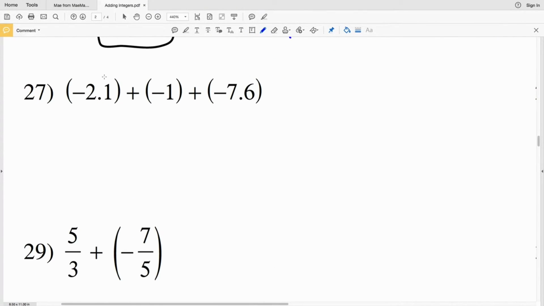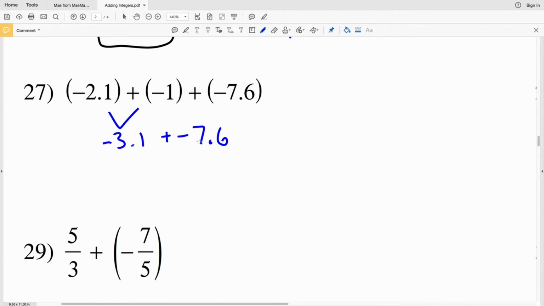For 27, we have negative 2.1 plus negative 1 plus negative 7.6. All of these are negative numbers, so we know our final answer is also going to be negative. Since those negatives are added together, we're going further to the left on the number line. So negative 2.1 plus a negative 1 is going to bring us to a negative 3.1. And then all we have to do is add that negative 7.6. Adding that together, negative 3.1 plus a negative 7.6.